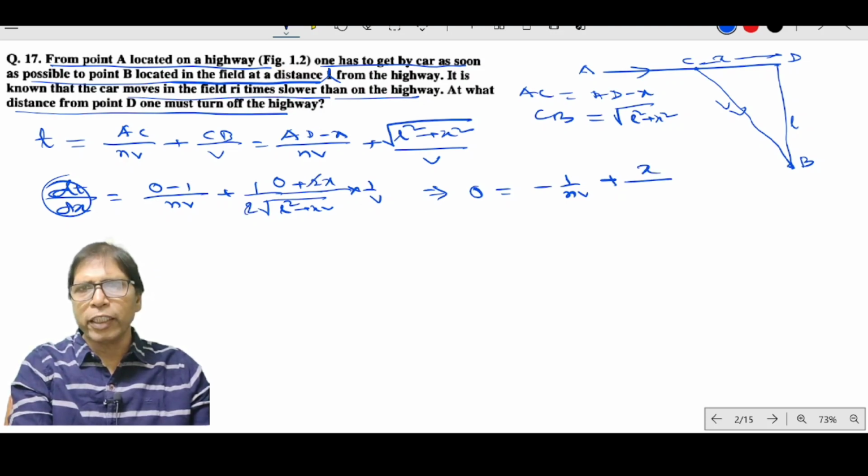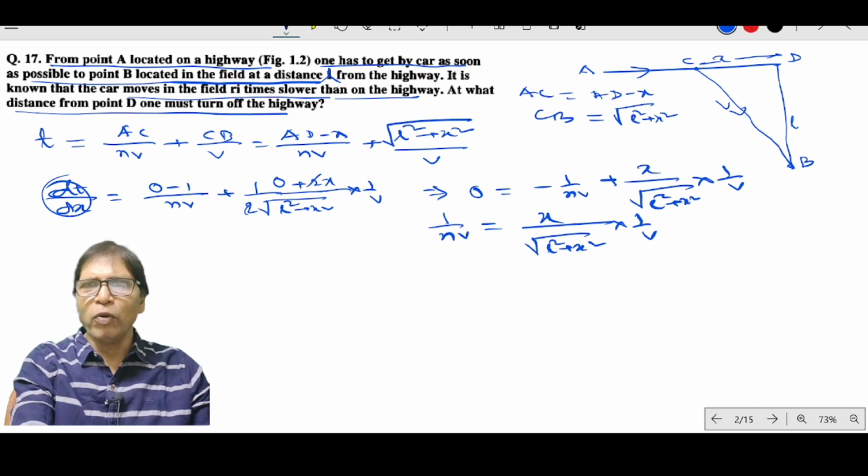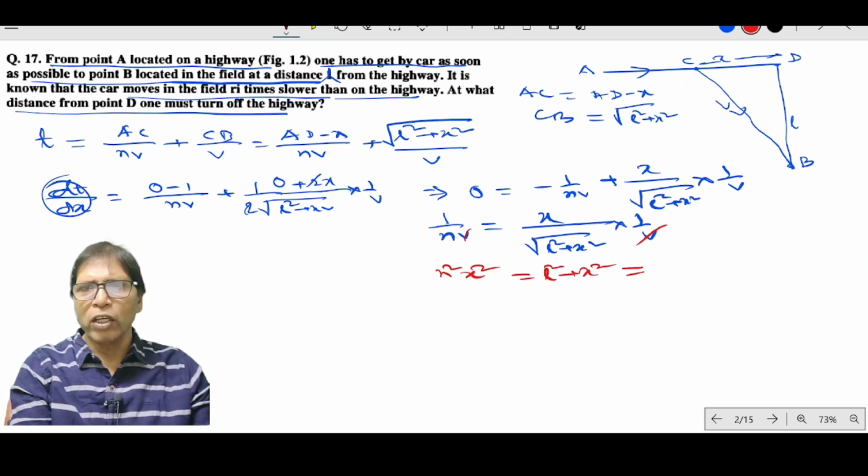x divided by root under L square plus X square into 1 by v. So 1 by nv equals x by root under L square plus X square into 1 by v. Now v and v cancel out. So n square X square equals L square plus X square. So from here, X square into n square minus 1 equals L square.